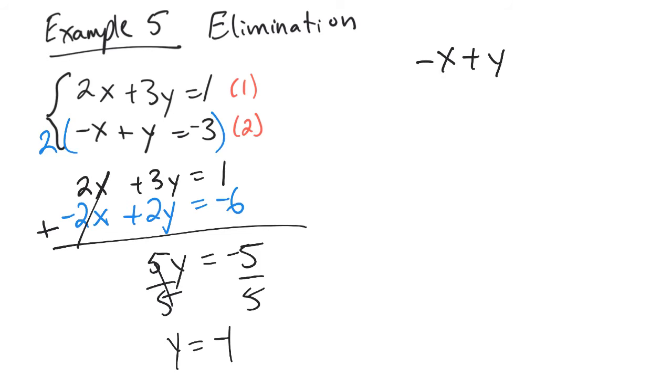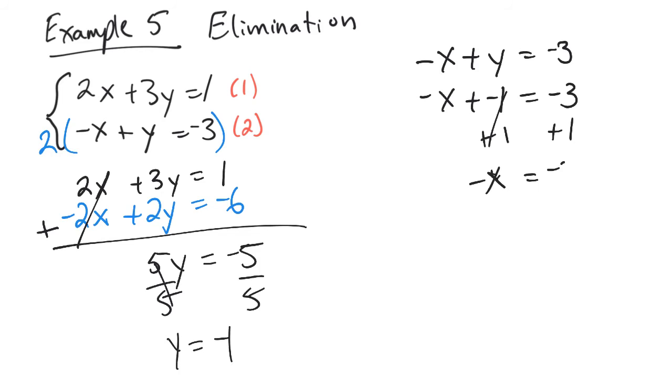So here was our second equation. So I'm going to plug in negative 1 for y. So add 1, negative x equals negative 2, which means x equals positive 2, which means our solution is 2, negative 1.